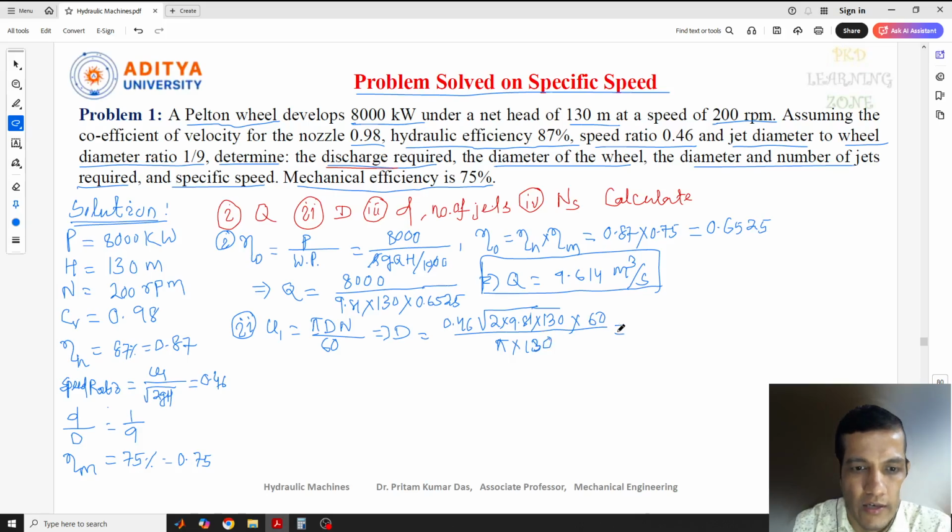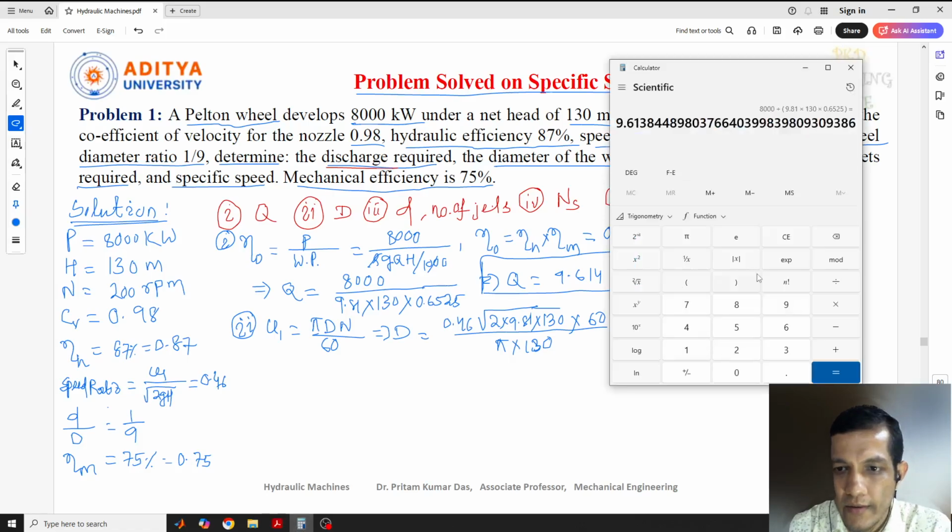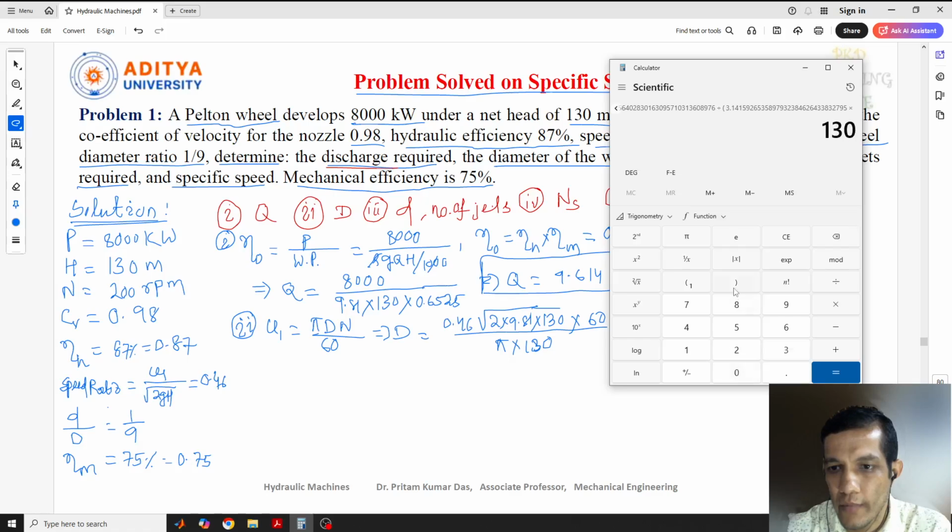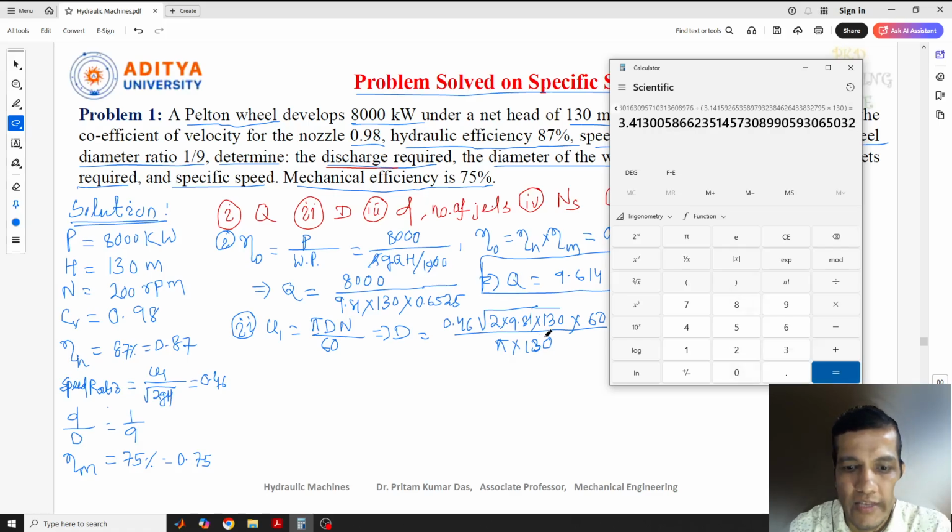Into 60 divided by pi into 130. So let's do it again. 2 into 9.81 into 130, this much root over of this. Again multiply this with 60 and 0.46, divided by bracket start pi into 130 bracket close, 3.413. So this is the value of diameter, 3.413. I hope it is correct.